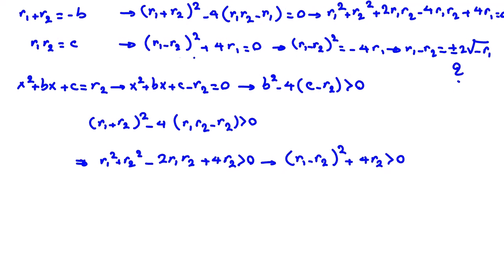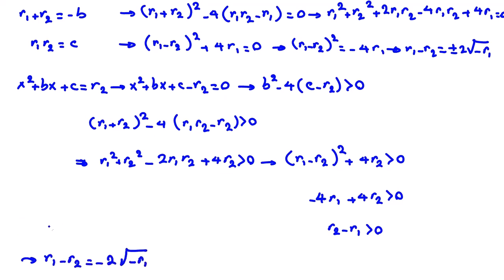Look, do you agree we know (r1 minus r2) squared is negative 4r1? So here we can replace it and it will be negative 4r1 plus 4r2, which is positive. If you divide by 4, r2 minus r1 should be positive, so r1 minus r2 should be negative. So we conclude that r1 minus r2, because it is negative, is negative 2 times the root of negative r1. Also, we know r1 is negative.